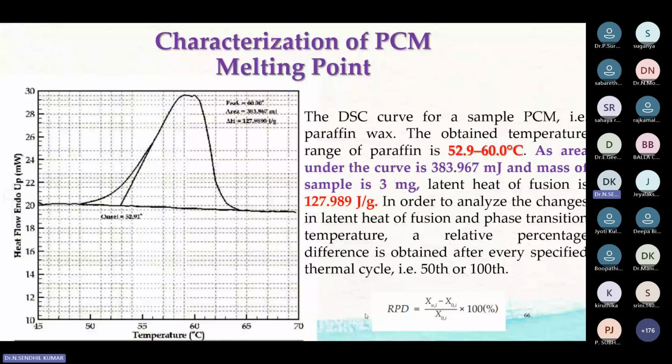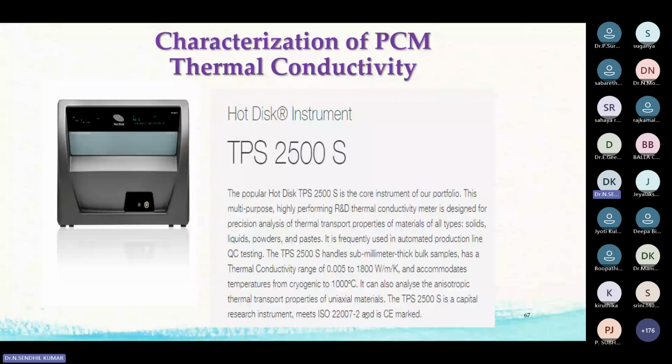Similarly, thermal conductivity K value is also very, very important, that you have to measure before putting it in the application. So here a hot disk instrument apparatus is there that will measure the thermal conductivity of the selected PCM.